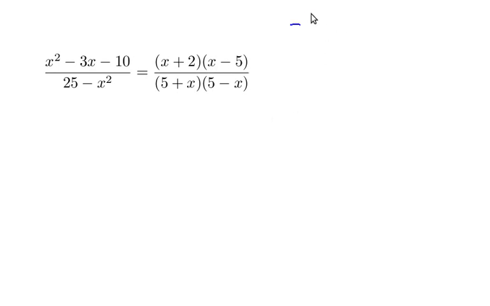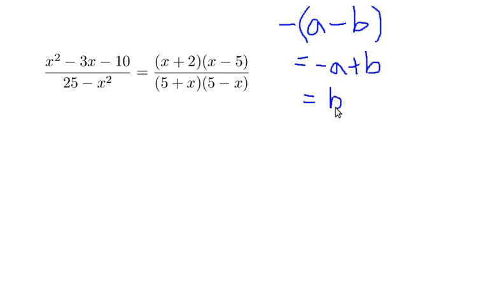Let's do this over here. Think of this binomial, a minus b. It's not a squared minus b squared, it's just a minus b. What if we take the negative of this? Multiply this entire thing by negative 1. It's going to equal negative a plus b, and we distributed the negative. That makes this a negative. Negative times a negative makes this positive b. Negative a plus b is the same thing as b minus a.